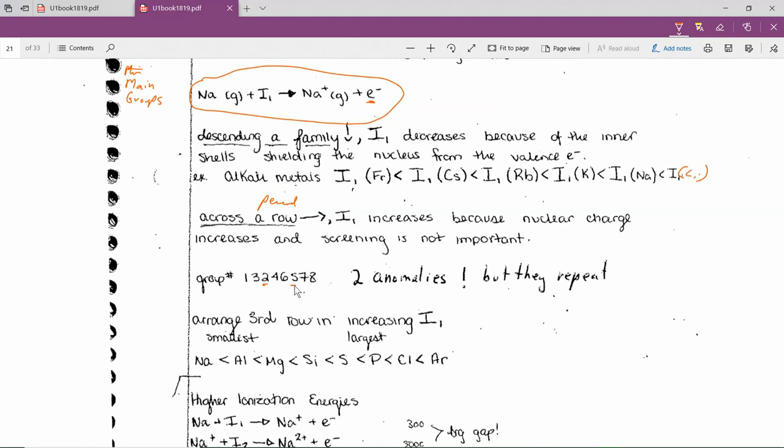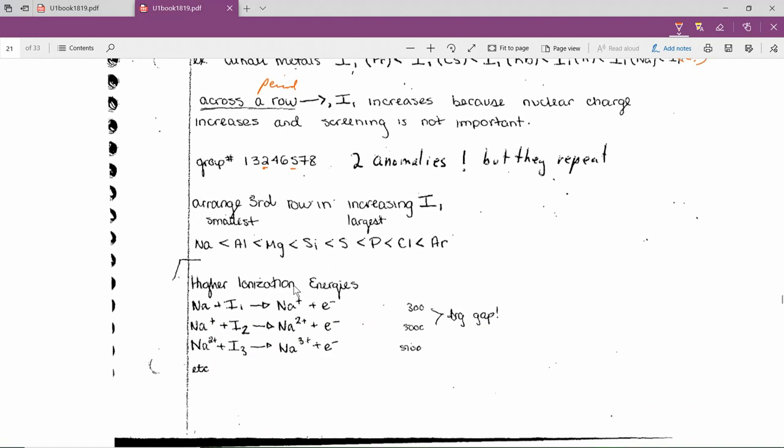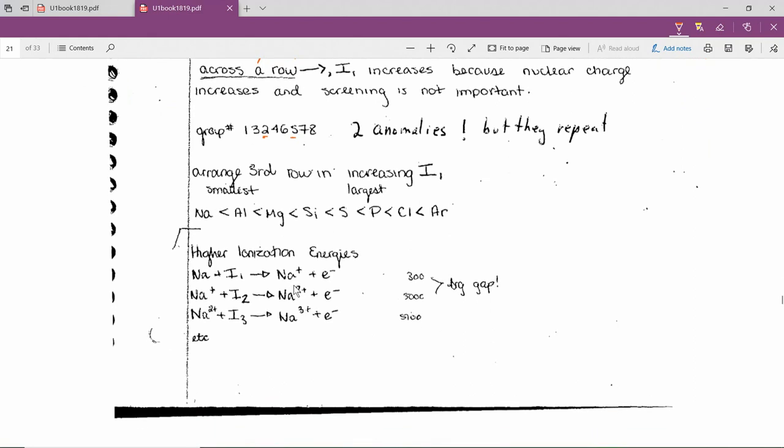And what's interesting is that it repeats itself. Those so-called anomalies, group 2 and group 5, are higher in the third row as well. In the fourth row and the fifth row, it blurs a little bit, but still the same general idea. So I could ask you to arrange the third row in order of increasing ionization energy. So you're doing a sort.